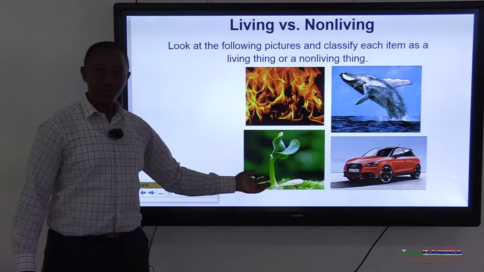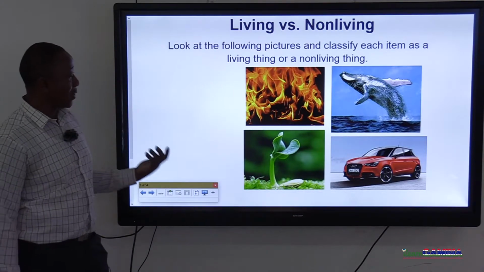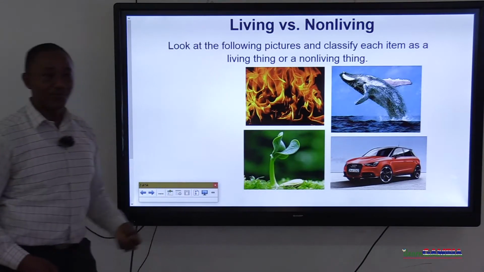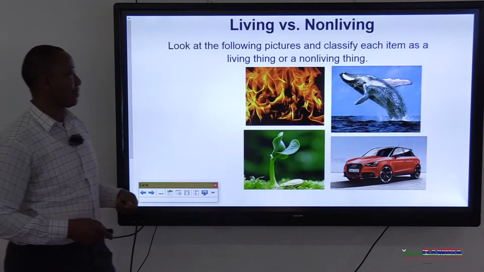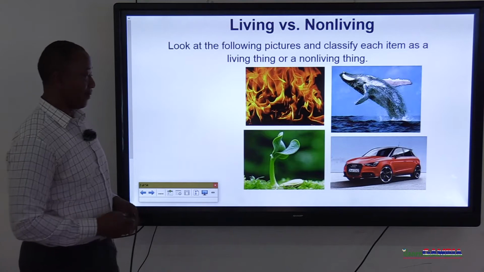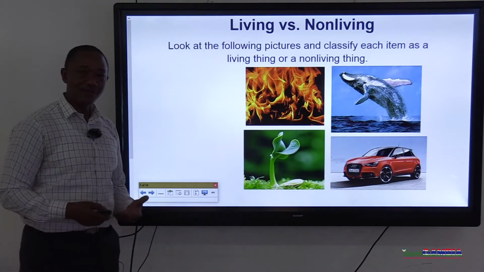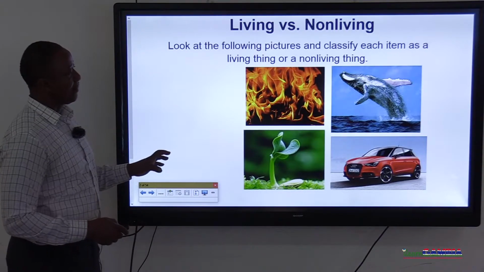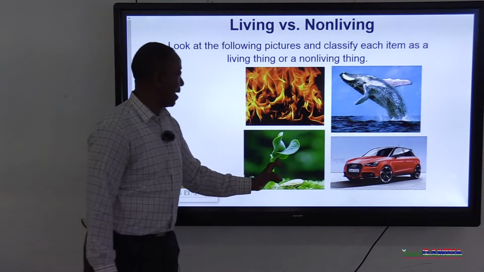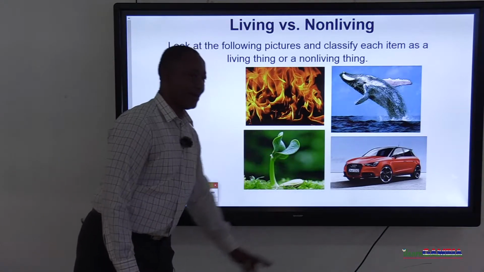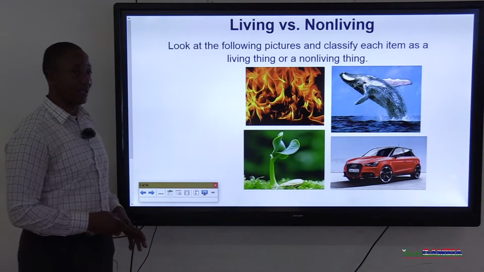The plant, we know, is using energy so that it can grow, and the car is also using energy. It's using fuel. You have to put fuel in the car so that it will burn that up, and the whale, of course, also needs energy and other things. So which of them are living? We can see that the plant and the whale are living, but the fire and the car are not living. And what are our reasons for saying so?